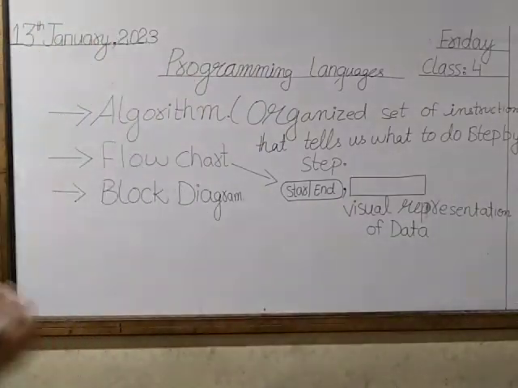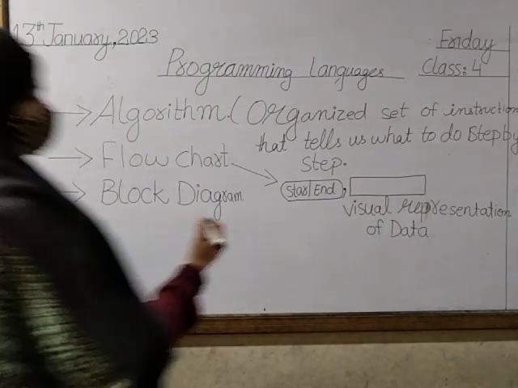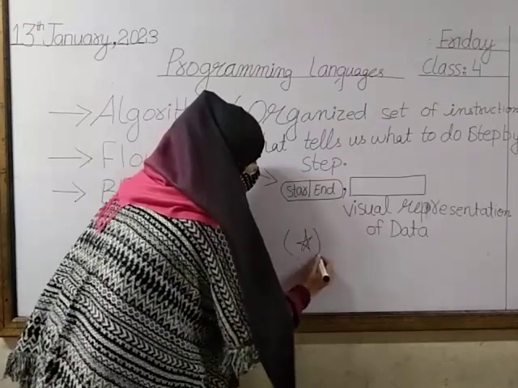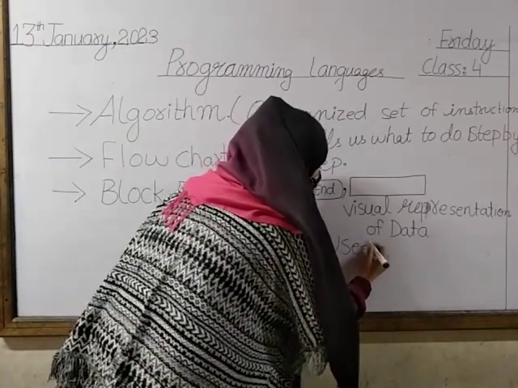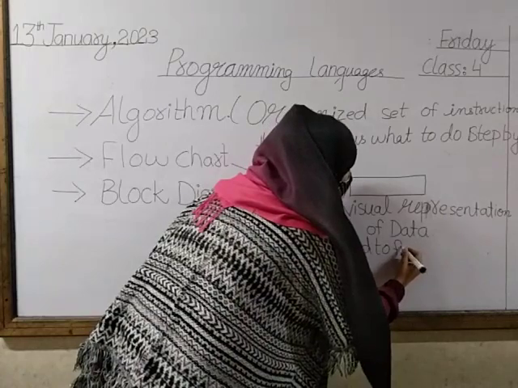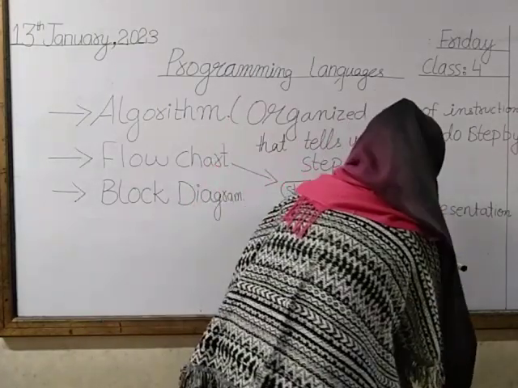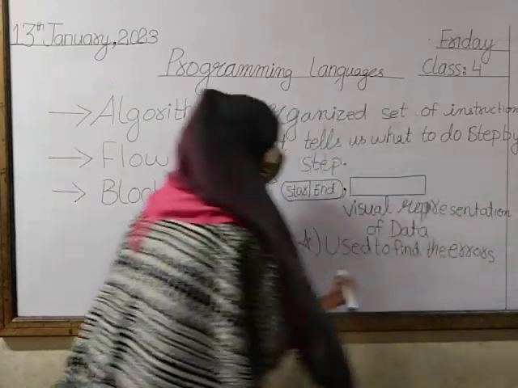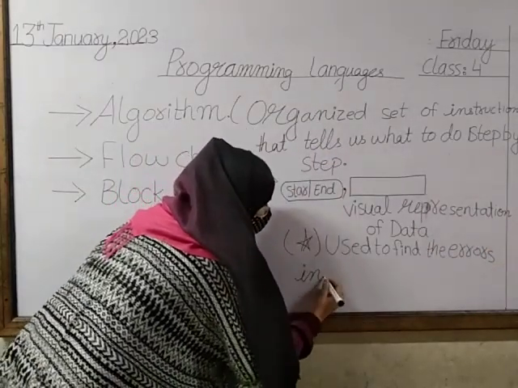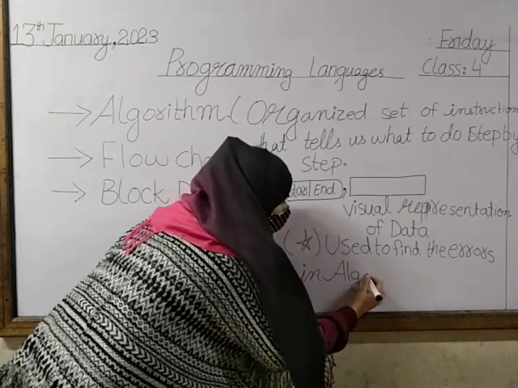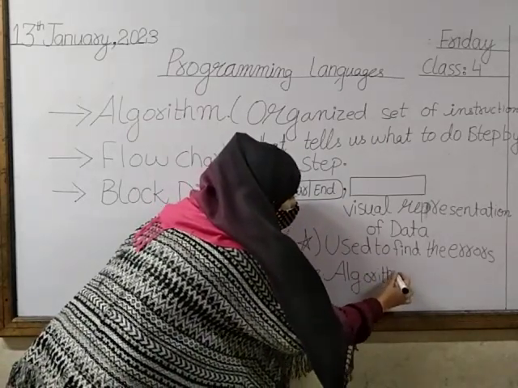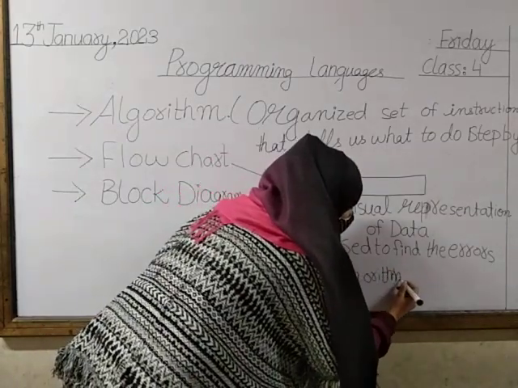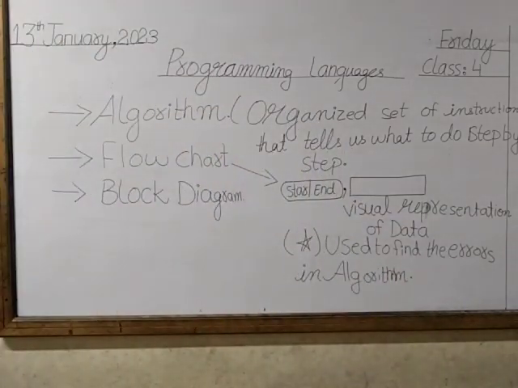Flowchart is used to find the errors in algorithm. Second point for flowchart is used to find the errors. Flowchart is the visual representation of data and used to find the errors in algorithm.